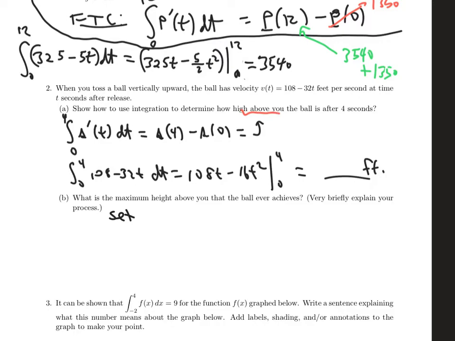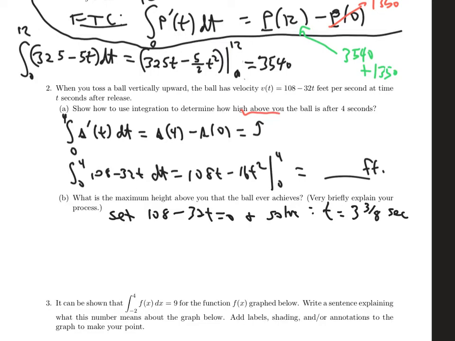So the way we would do that is we would set our velocity function equal to 0 and solve for t. In this case, I'll get t is 3 3/8, I believe, but your version would have been different. So that's how many seconds it takes for the thing to be at its maximum. Notice that means in 2a, when we found how high the ball was after 4 seconds, the ball was on its way down at that point.